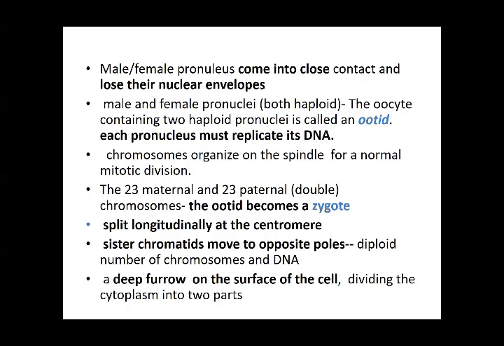So that means the division starts and then they split up longitudinally at the centromere. Sister chromatids move to the opposite poles, and a diploid number of chromosomes and DNA is formed. Then there is a furrow on the surface, dividing the cytoplasm into two parts. So haploid becomes diploid.